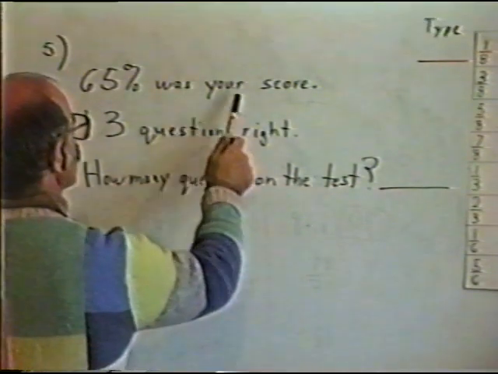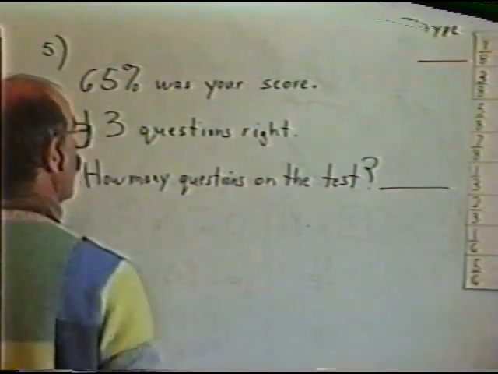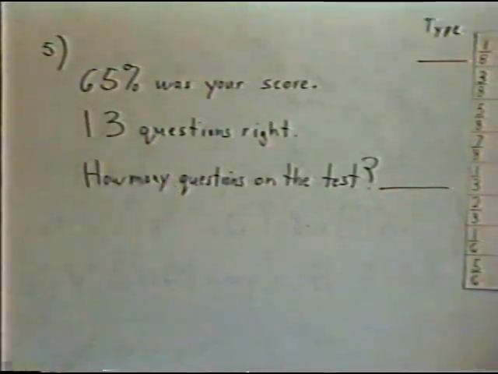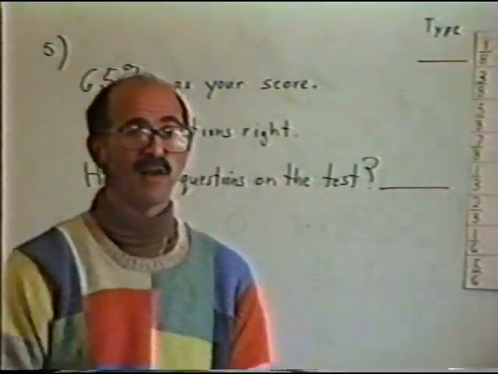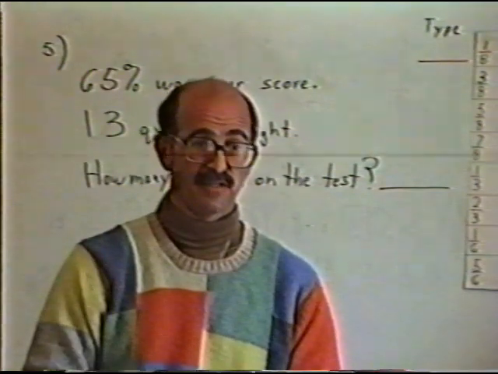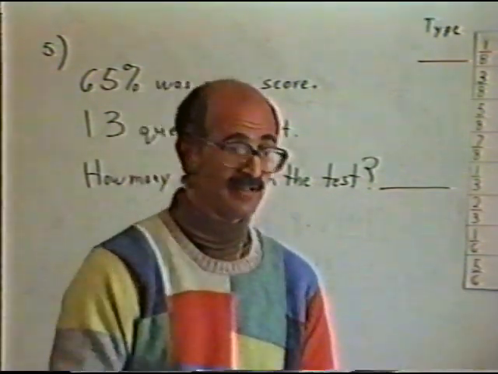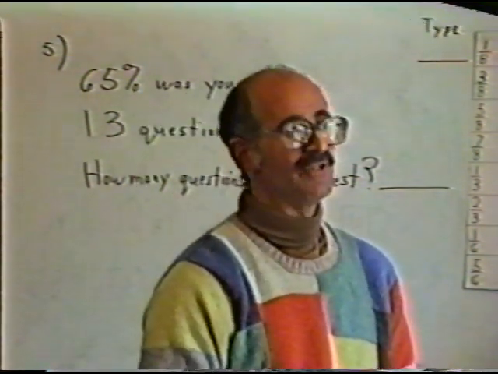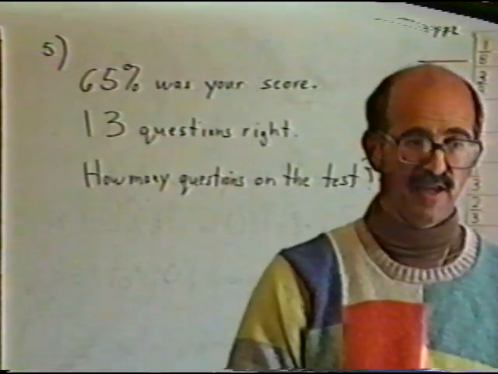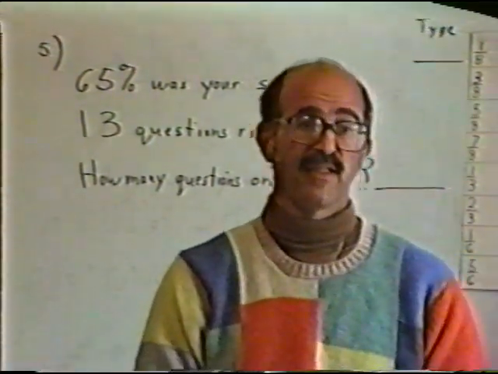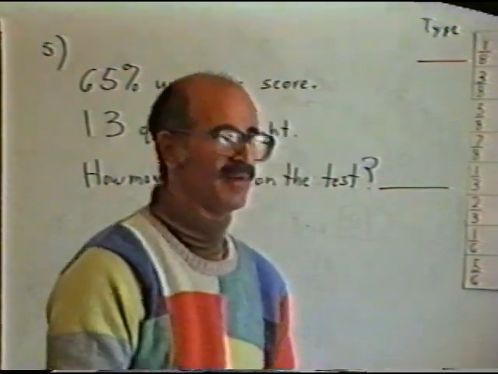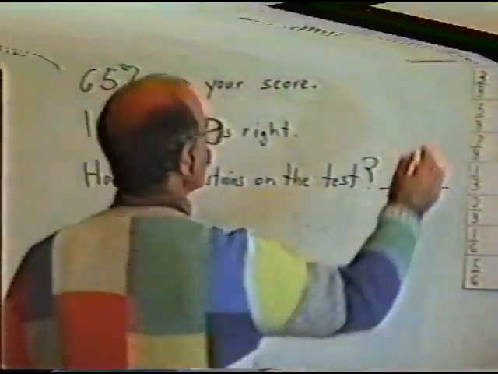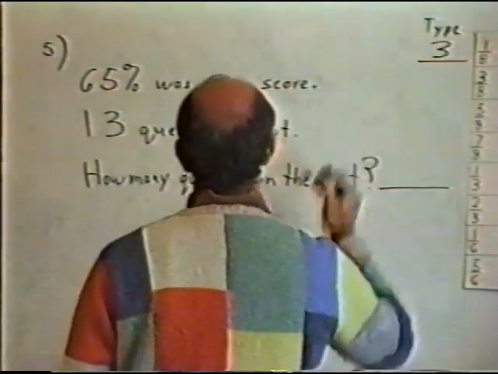$65 was your score. 13 questions were right. How many questions were there on the test? Do you know the percent? Yes. Do you know the whole thing? No. Therefore, it is type number 3.